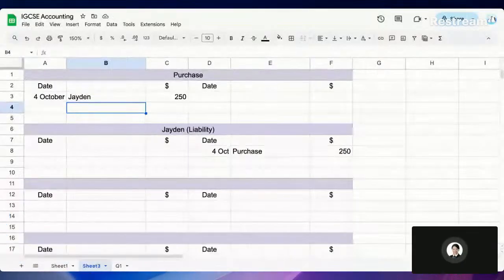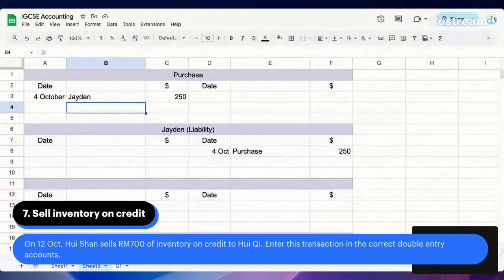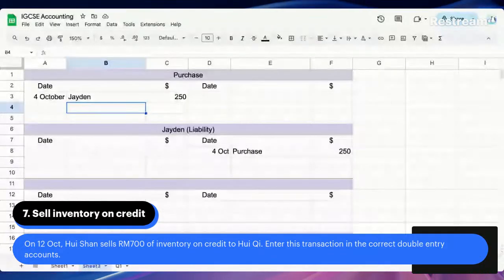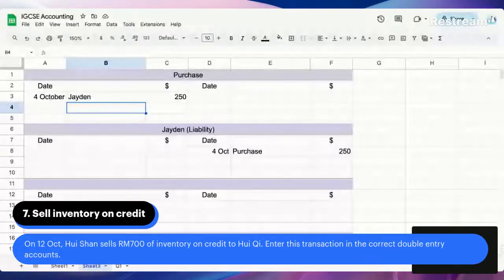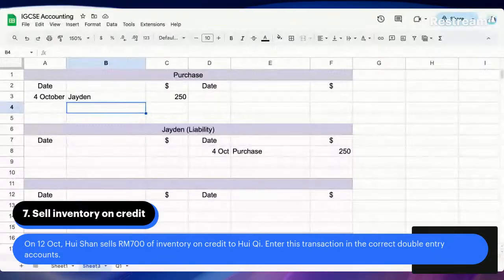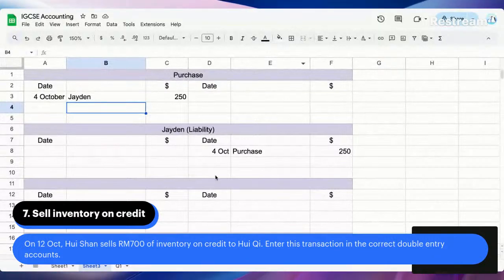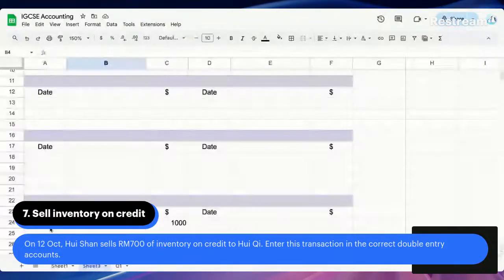All right, so let's have a look at example number 7, which is selling the inventory on credit. So now we are doing some sales. On 12th of October, Hui San sells 700 of inventory on credit to Hui Qi. Enter this transaction into the correct double entry account. Okay, so this is sales, no longer a purchase.